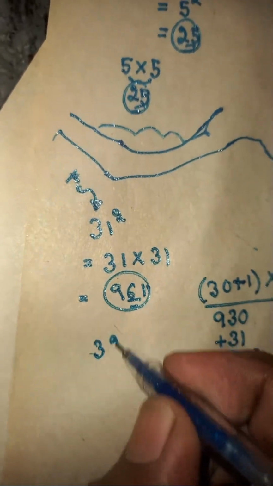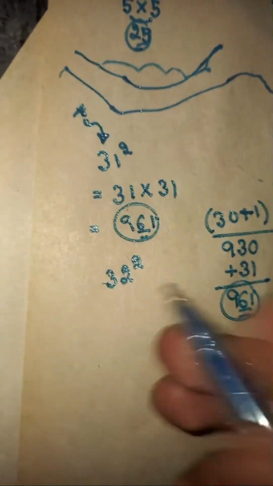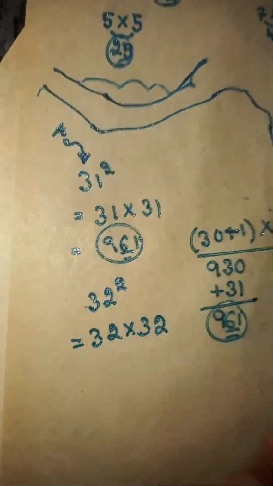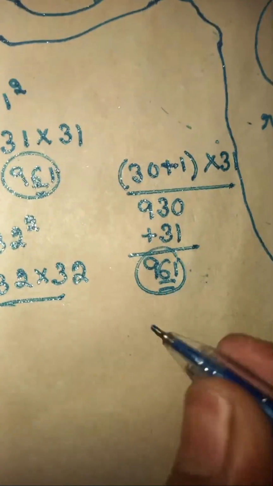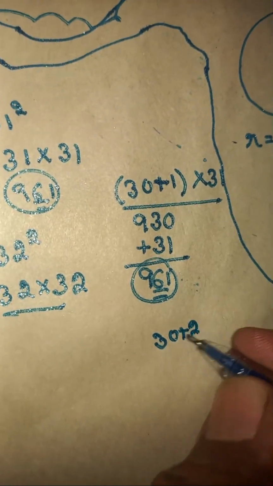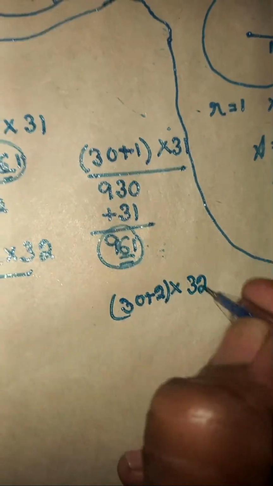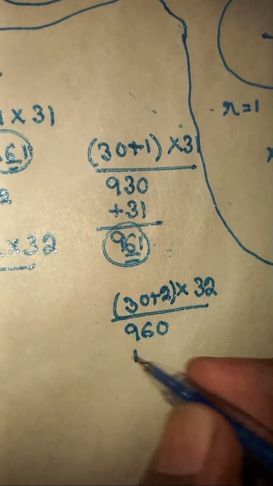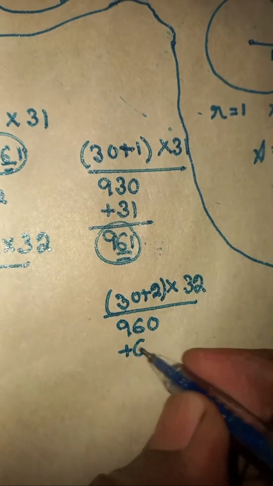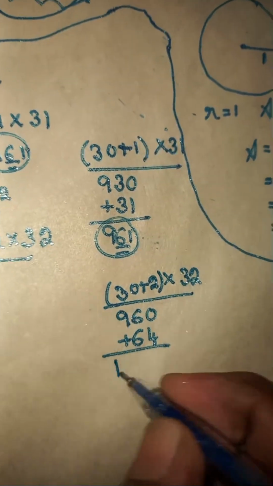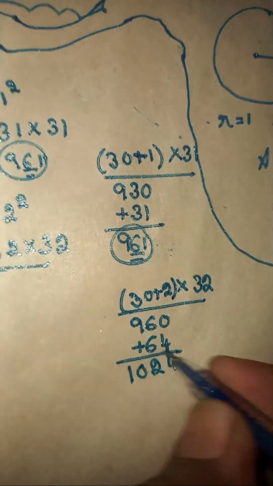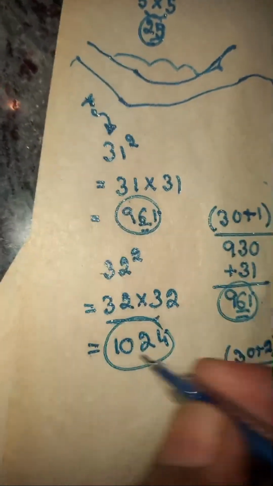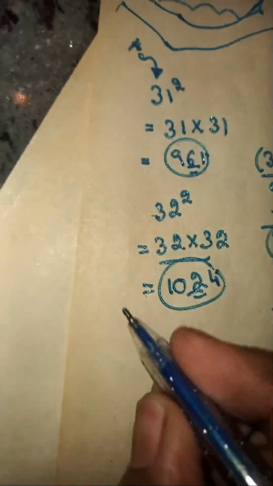Let's write 32 square. It can be written as 32 times 32. Now you can again split and write it as 30 plus 2 times 32. Now 32 times 3 is 96, so it is 960 plus 32 times 2, which is 64. That is going to become 1024. This is equal to 1024.